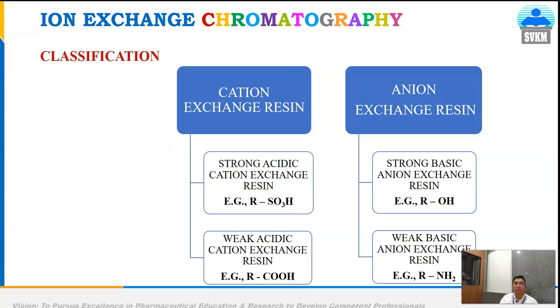So in short, strong acid or basic cation anion exchange resins are the examples, or these compounds are mainly from the stronger acid or basic side, whereas weaker acidic basic cation anion exchange resins are primarily taken from your organic acids or bases.